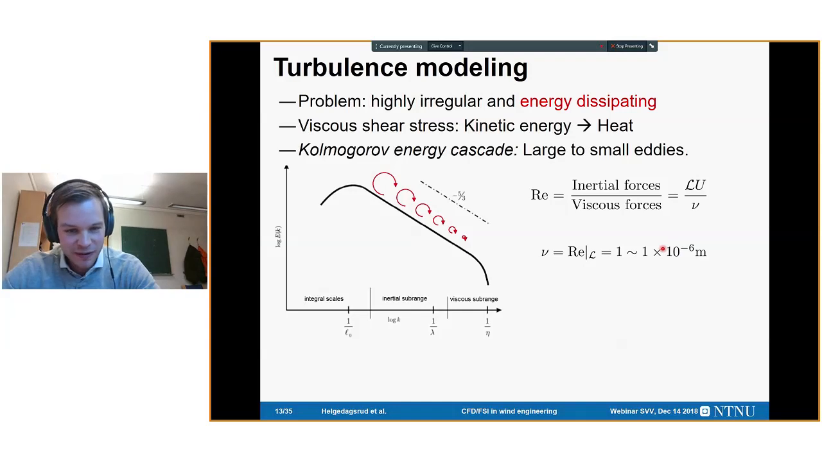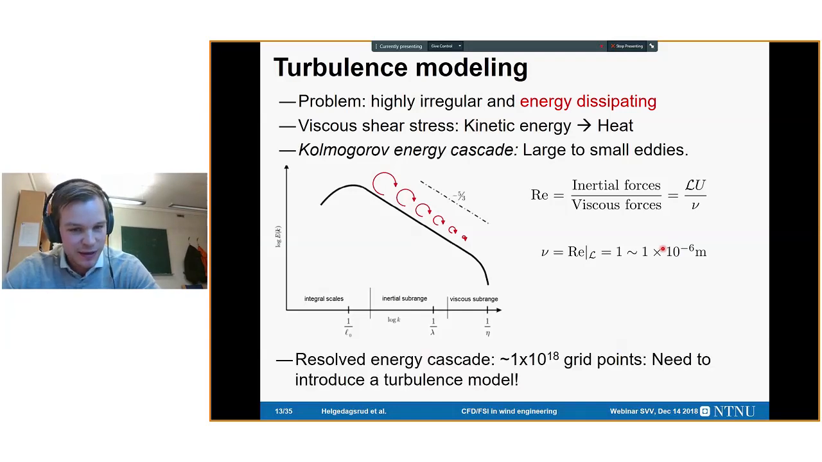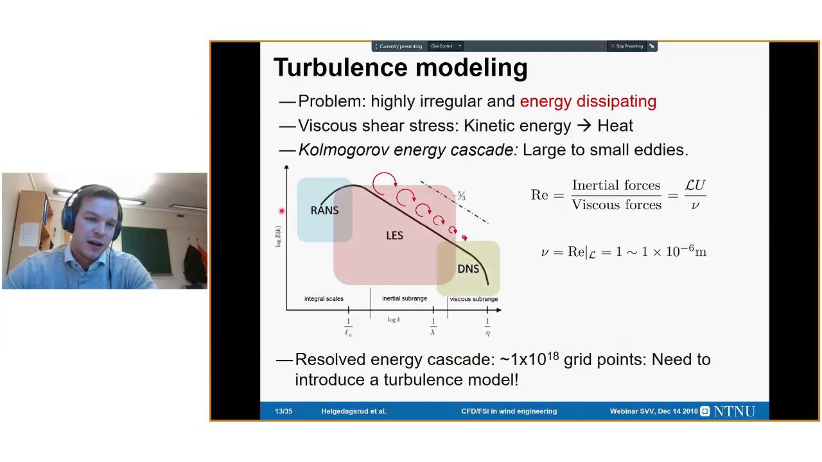And for our applications, to resolve this, we would need like 10 to the power of 18 grid points, which can obviously not be affordable. So that is why we need a turbulence model. There are some families of turbulence models. The most crude one is the Reynolds-averaged Navier-Stokes, which solves the average quantities. It's very powerful for stationary simulations, but it fails for unsteady aerodynamics.